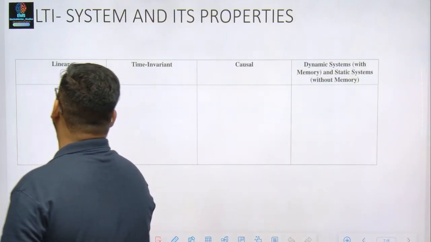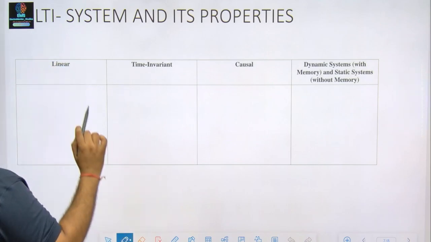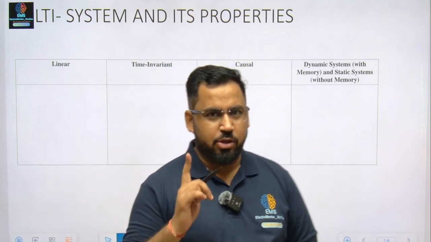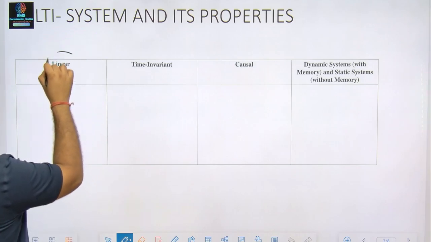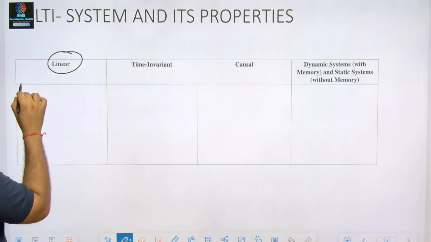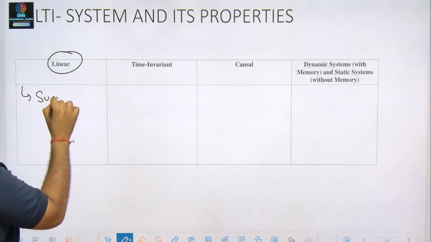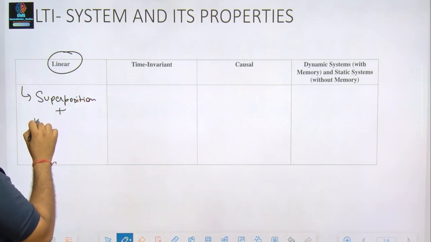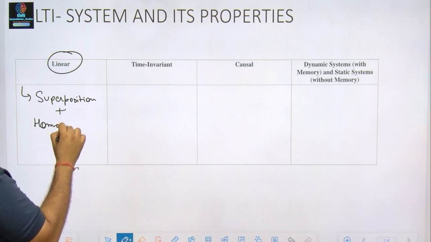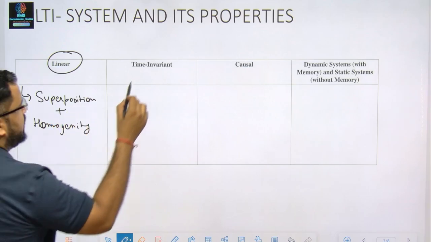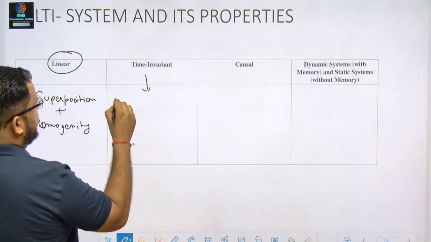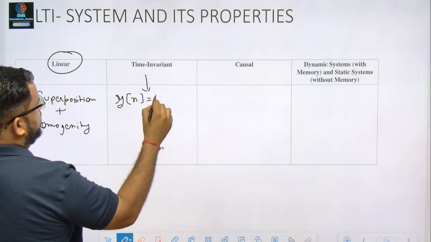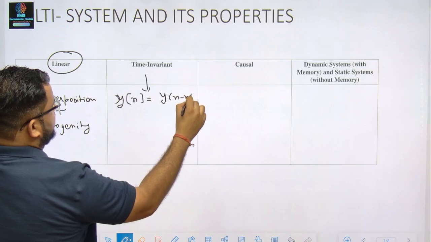Now, the last discussion, my LTI system. At times they ask you, write down the properties of an LTI system. So remember one thing, the first property of an LTI system is it is linear. Hence, it will satisfy superposition plus homogeneity. Time invariance: just write down y[n] will be equal to y[n minus n0].